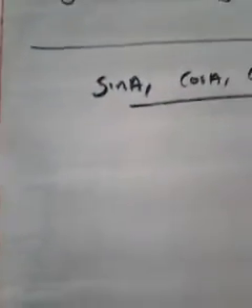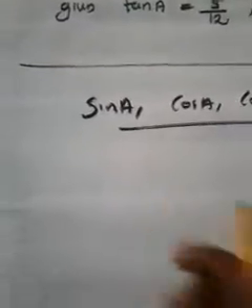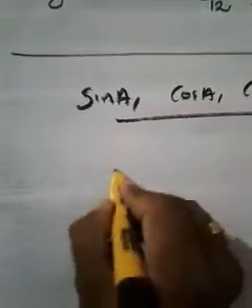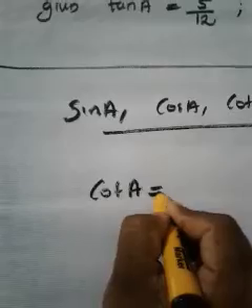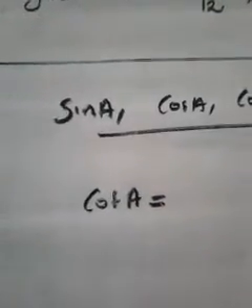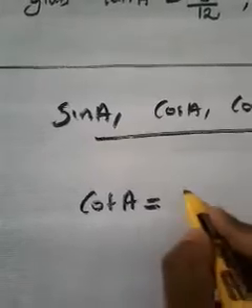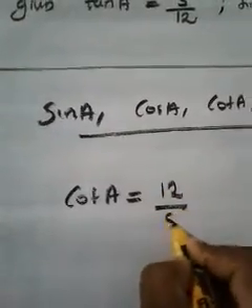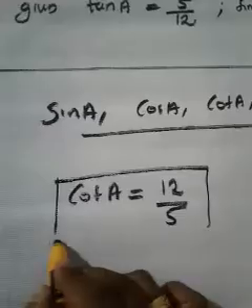Now let us see, since tan A is given, everyone can easily say the value of cot A. What will that cot A be? Take the inverse of tan A. Tan A is 5 by 12. Then what will cot A be? Cot A will be 12 by 5. Just take the inverse. So we got the value of cot A directly.